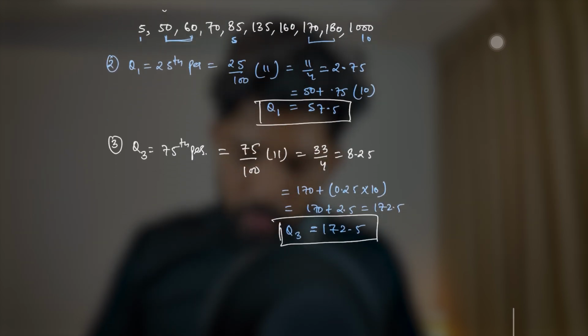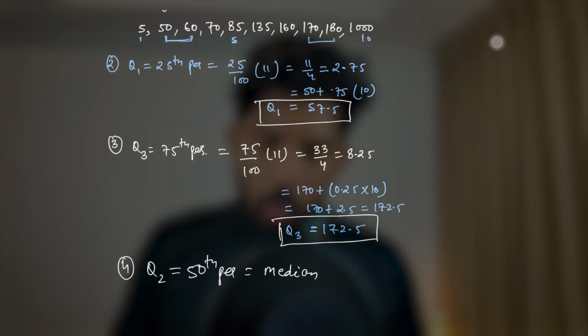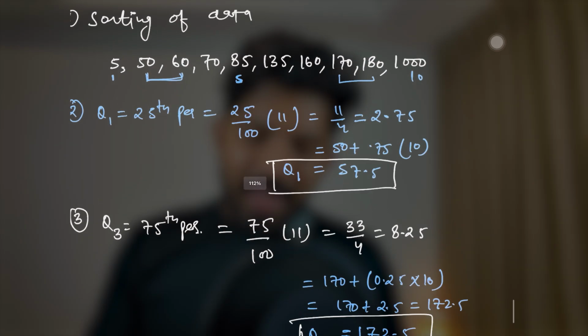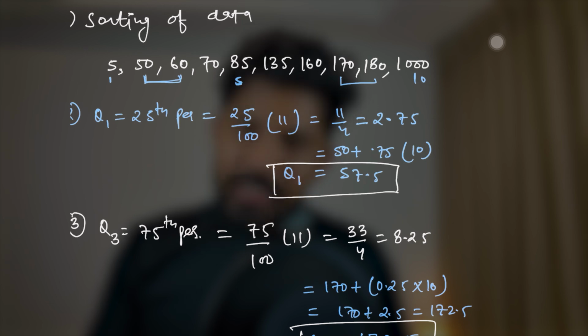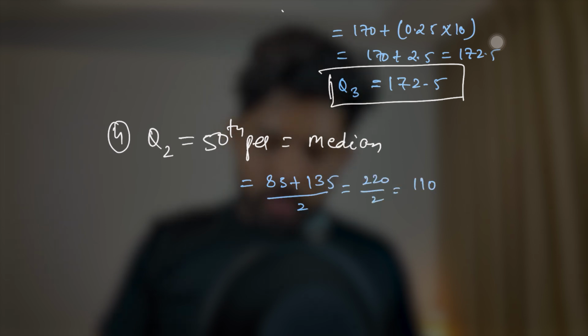Now let's find out the fourth point, which is Q2, or you can say the 50th percentile, or the median, right? So you have two options here. One is to directly find the median: these are 10 values, so you can take the 5th and 6th and find the mean of these values. So let's try that: 85 plus 135 divided by 2, which is 220 divided by 2, which is 110. So the median is 110.